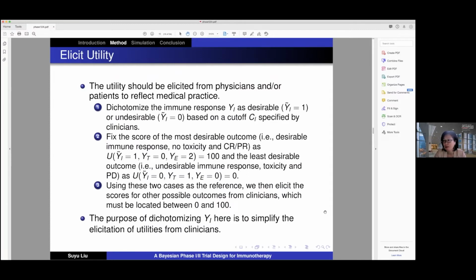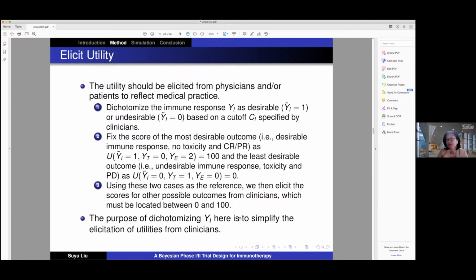This slide summarizes how we elicit the utility. The utility should be elicited from the physicians and or patients to reflect the medical practice. We dichotomize the immune response as desirable and non-desirable based on a cutoff value specified by the clinicians. Then we fix the scores for the most desirable and undesirable cases as 100 and 0, and use these two cases as a reference. Then we elicit the scores for other possible outcomes from clinicians, which must be located between 0 and 100. The purpose of dichotomizing YI here is to simplify the elicitation of utility from clinicians.